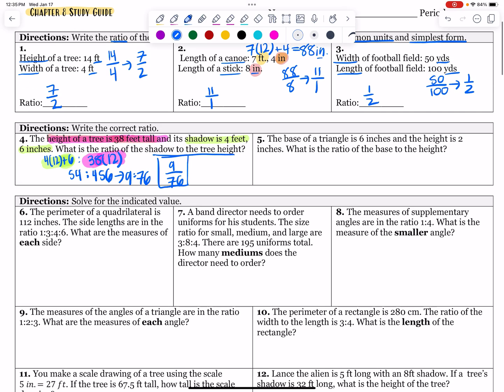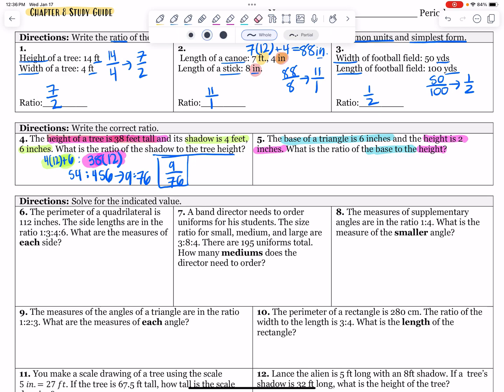All right, now it says the base of a triangle is 6 inches. So I'm going to highlight that. The base is 6 inches, but the height is only 2 inches. What is the ratio of the base to the height? So blue to pink, of the base to the height. That tells me what to write first. Those are both already in inches, so thankfully I don't have to do any conversions. I get to go ahead and write my ratio.